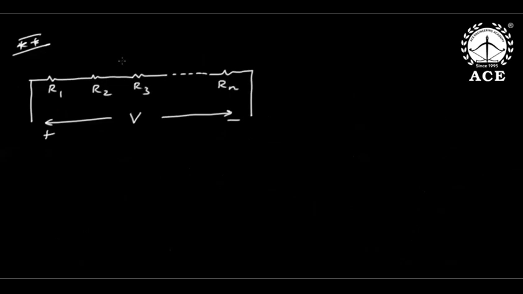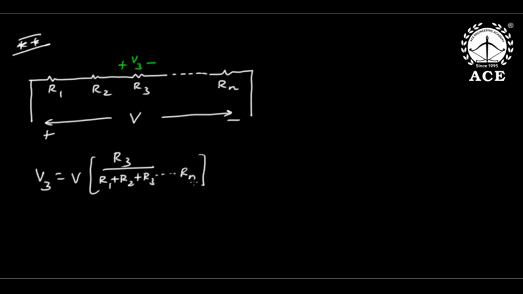And I want this voltage V3 alone. Then this voltage V3 is total voltage into R3 by the sum of all resistances R1, R2, R3, and so on to Rn. I will write that as total voltage into R3 by sigma Ri, where I takes the value from 1 to n.